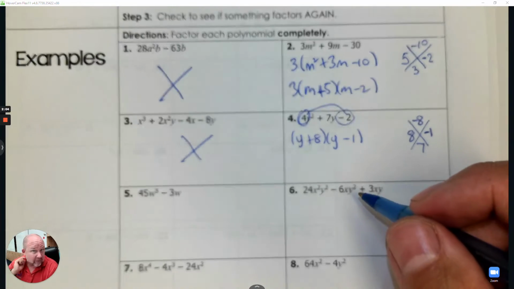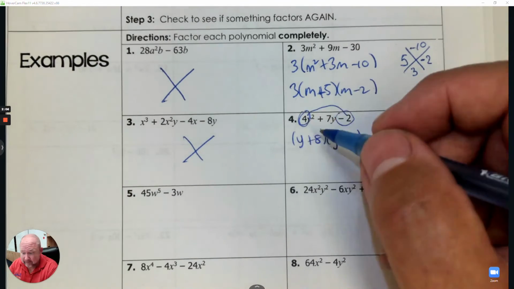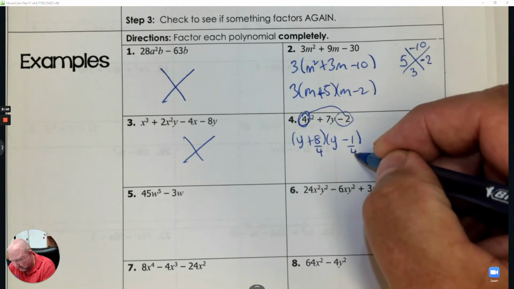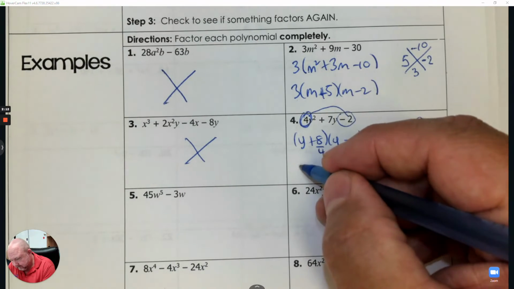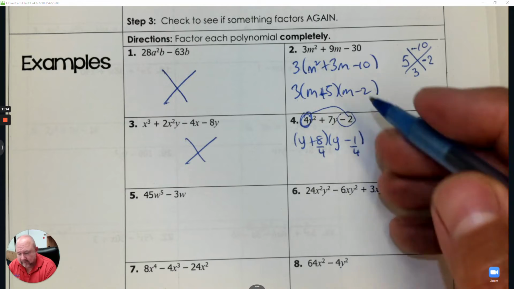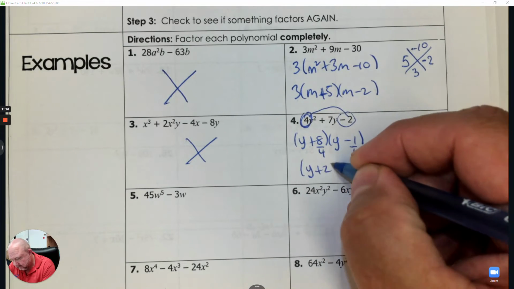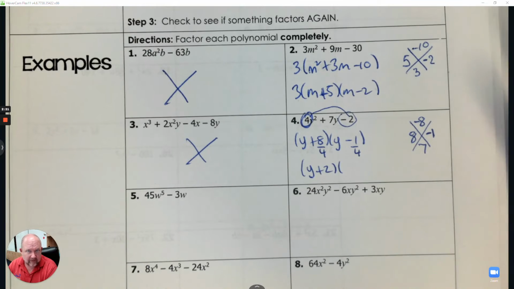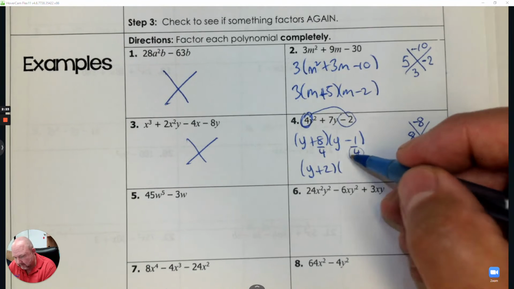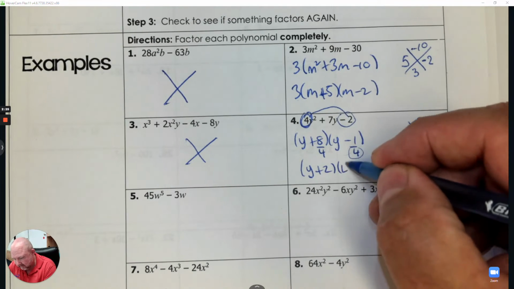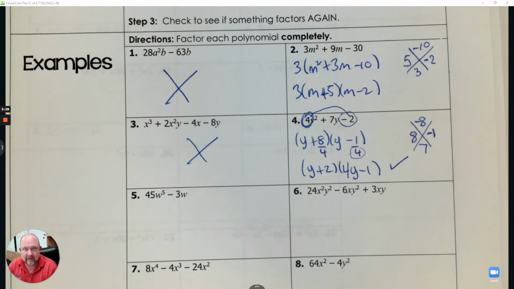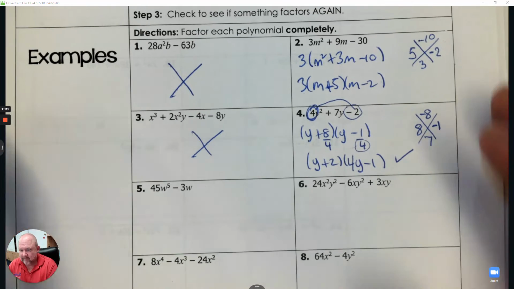And then it's not over yet. We take that leading number, that 4, and we divide both numbers by that 4. So 8 divided by 4 is 2. 1 over 4 is in lowest terms. It doesn't divide. So I take the denominator and I slide it in front, and it's 4y take away 1. And you factored it. All right, number 5.